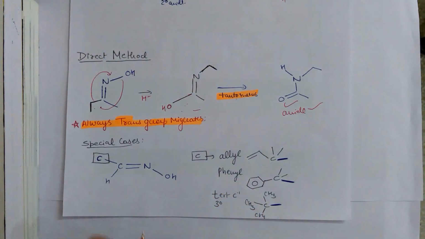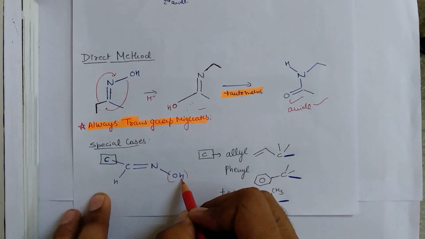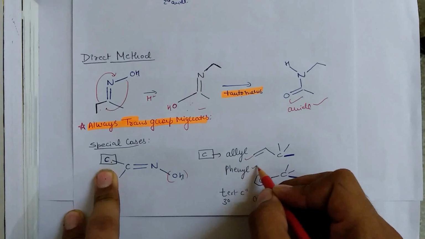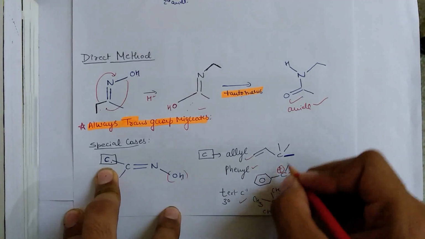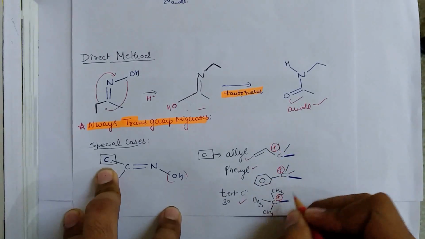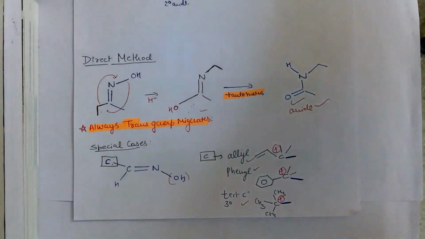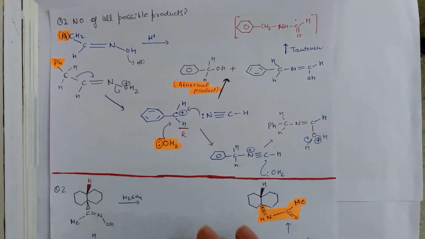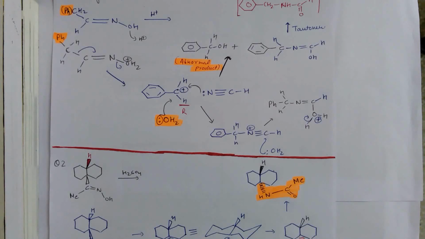There are special cases where you have this alkyl group which is trans to this oxime. When the carbon here is allyl, phenyl, or a tertiary carbon, which can form a stable carbocation, they tend to give more than one product. Let's see how. So here we have given you some questions based on those special examples.